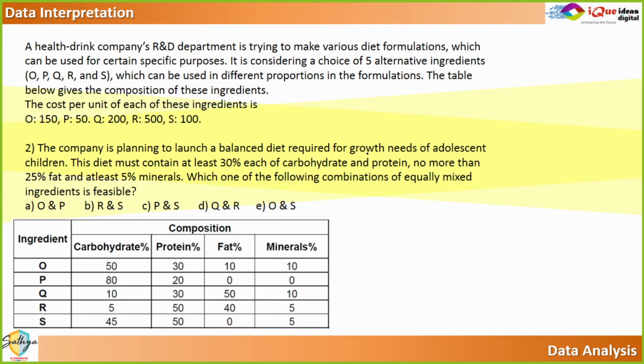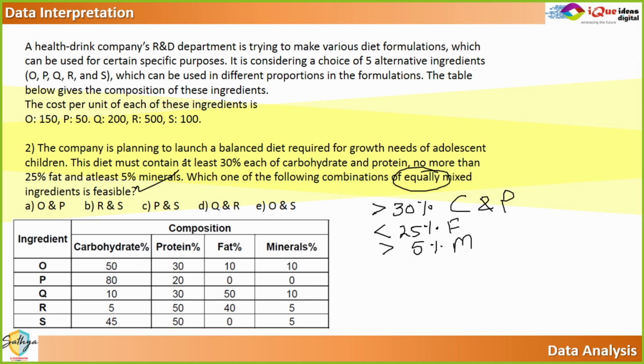The company is planning to launch a balanced diet required for the growth needs of adolescents. Now this diet must contain at least 30% of carbohydrate and protein, right? It should have no more than 25% fat and at least 5% minerals. So which of the following combinations of equally mixed ingredients is feasible? Of all the options, in what combination, if I mix them, will I get my requirement?